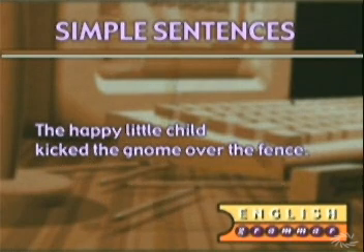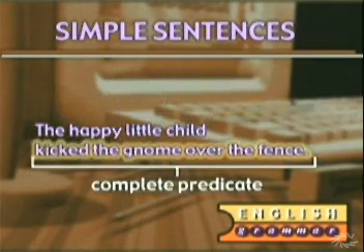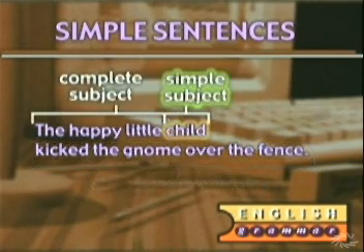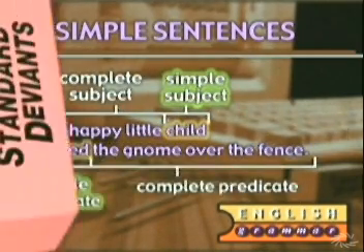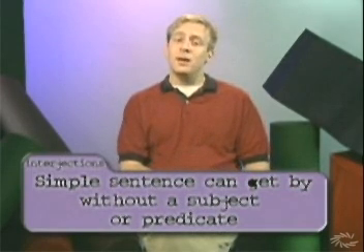So, in the sentence, "the happy little child kicked the gnome over the fence," we can say that the happy little child is the complete subject, while kicked the gnome over the fence is the complete predicate. Child is the simple subject, and kicked is the simple predicate. So far, so good, right? Actually, there's one more thing we need to say about simple sentences. Occasionally, a simple sentence can get by without a subject or predicate.